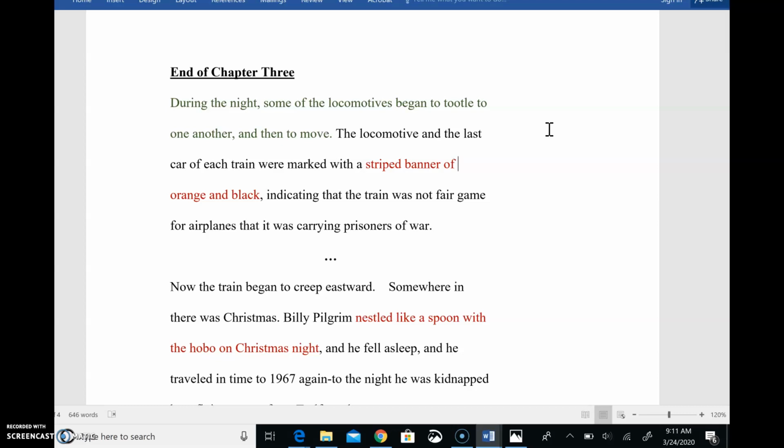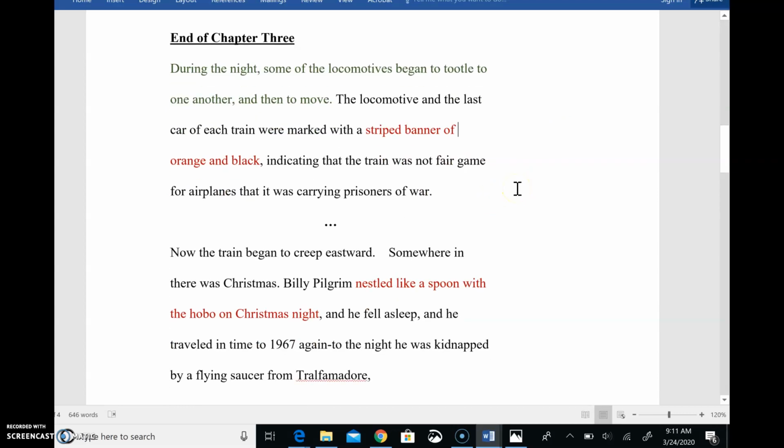"The locomotive and the last car of each train were marked with a striped banner of orange and black, indicating the train was not fair game for airplanes, that it was carrying prisoners of war." I think this is from the PDF. I think there should be a comma here.